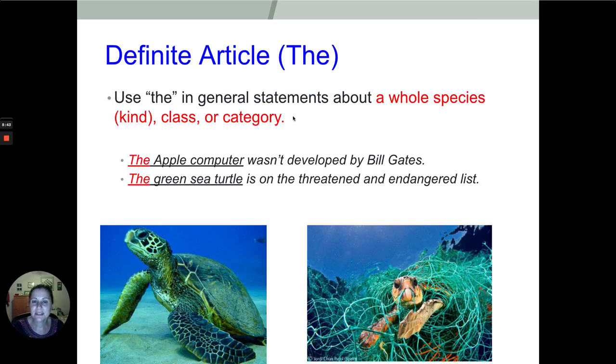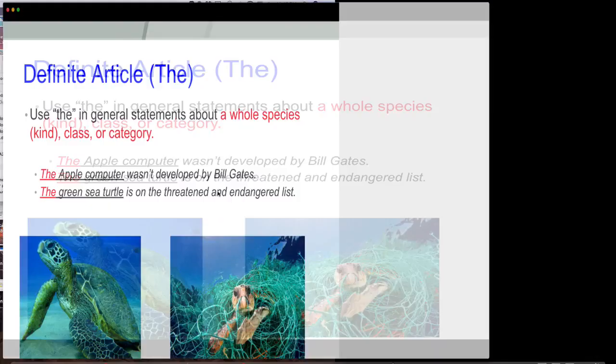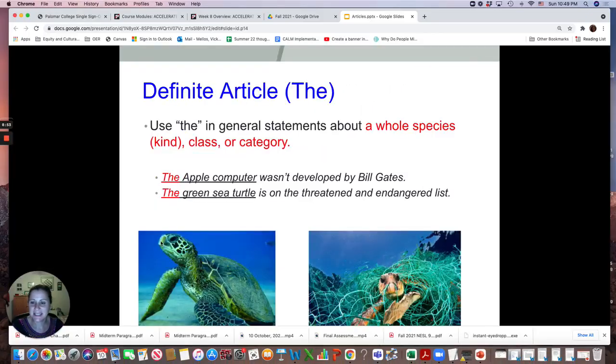We use the in general statements about a whole species, class, or category, like the Apple computer or the green sea turtle. Oops, sorry about that.